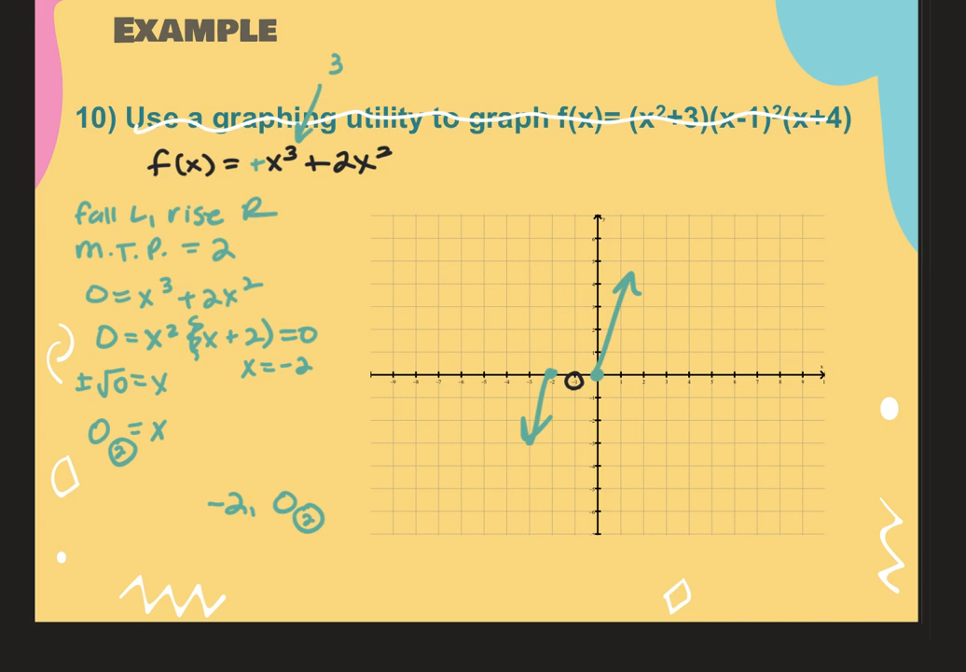So -1 to the third plus 2 times -1 squared. And I get -1 plus 2, which is 1. So now I know I go to 1. So it's going to cross through -2 because it's got an odd multiplicity, turn back around, and bounce off of 0 because it has an even multiplicity.